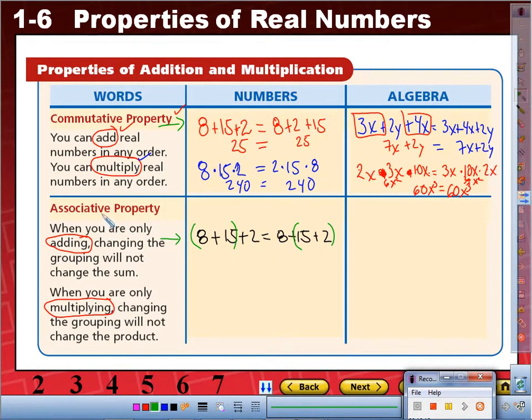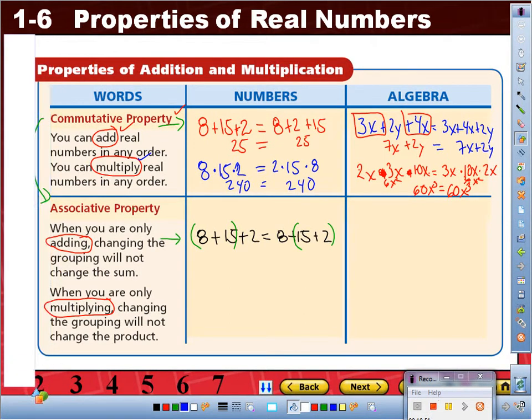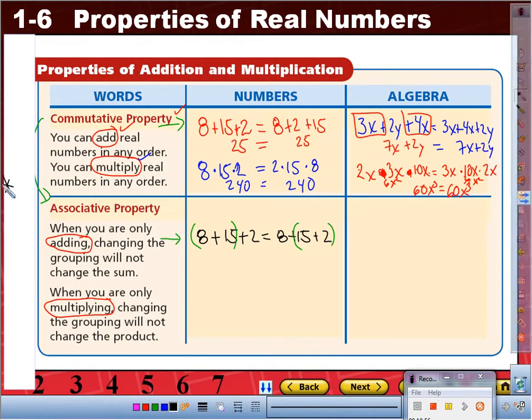Okay, so one thing that you're going to be able to tell from the commutative to the associative is that in the associative, the order stays the same. Okay, so make a note for yourself over here on the side. Make a note and write, ask if the order changed.